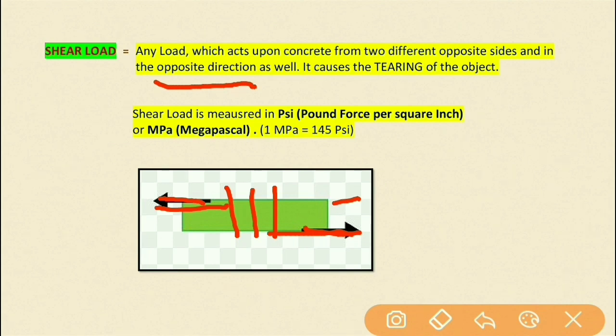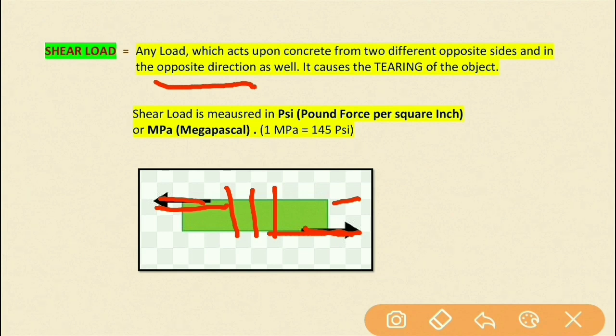This is the same type of force as tensile force, but it's acting from two different sides, from two different locations. So that's why it's different from tensile force, and it does not create the expansion of the object, but it creates the tearing of the object, and that's why it's different from the tensile load.